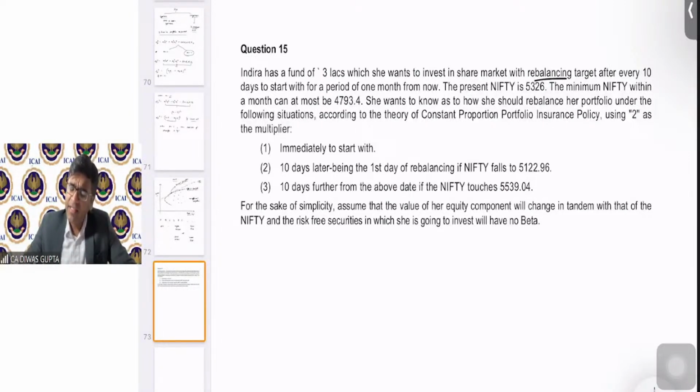The present Nifty is 5326. The minimum Nifty within a month can be at most 4793.4. She wants to know how she should rebalance her portfolio under the following situations according to the theory of constant proportion portfolio insurance.